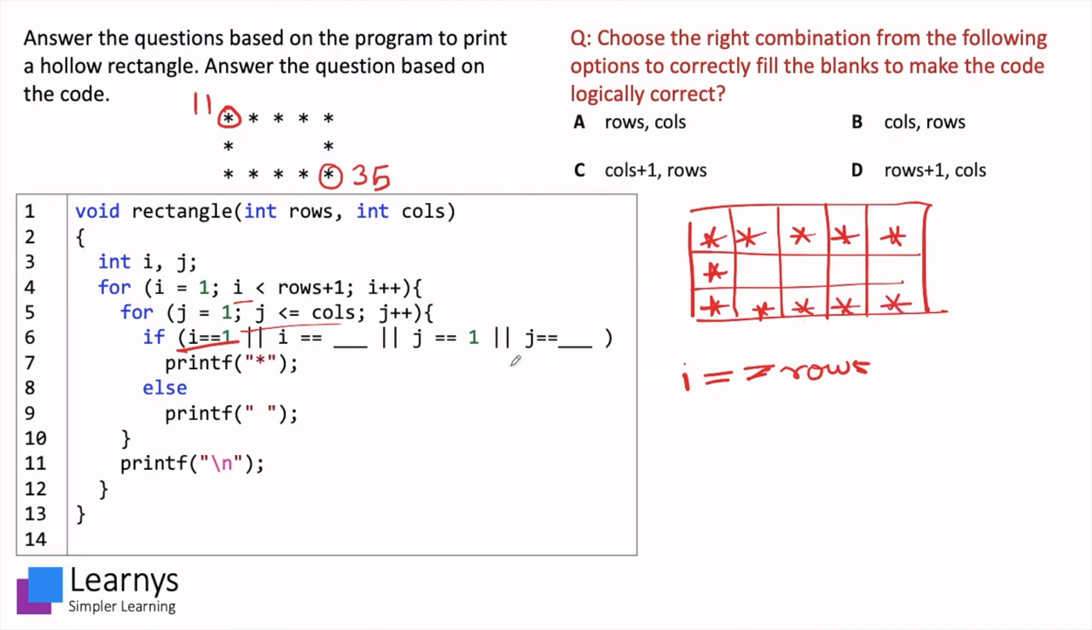Similarly, we have to fill the last column. And what would be the value here? Just as we filled the last row, we have to fill the last column. The last column obviously is the value stored in the variable cols here. So I equals rows, and we are checking whether the current value of j equals cols. When these two conditions are met, you get the correct answer. So if you look at it, our right answer is A.